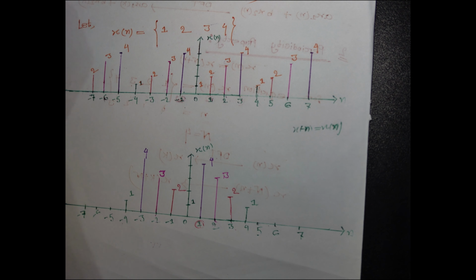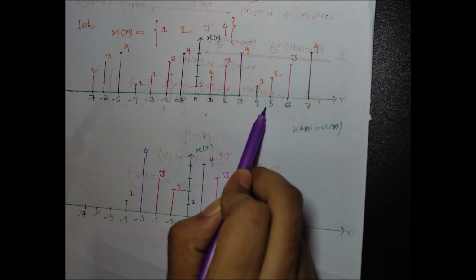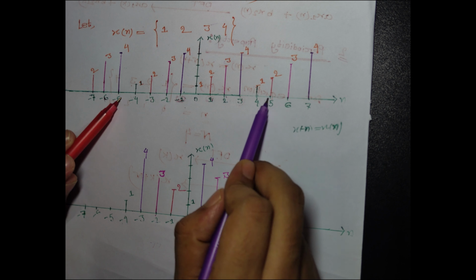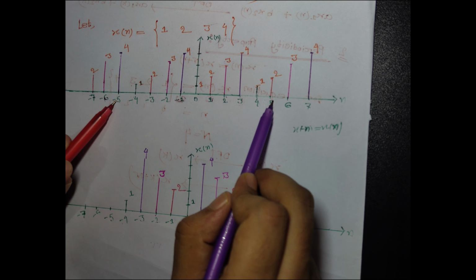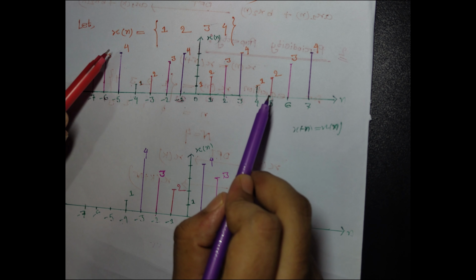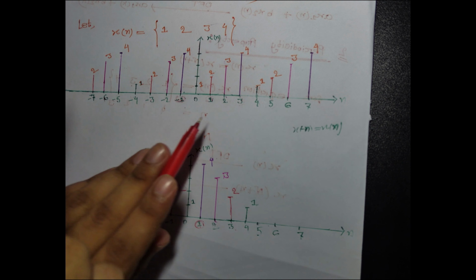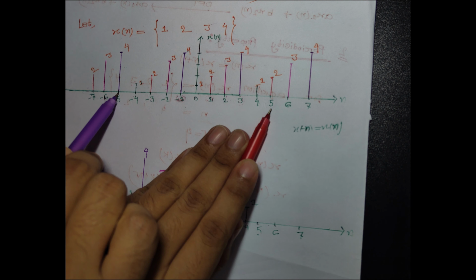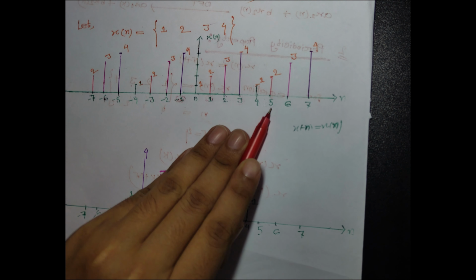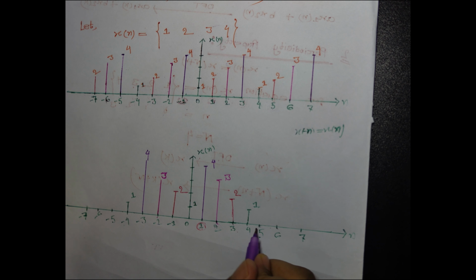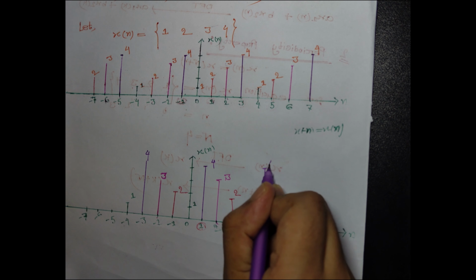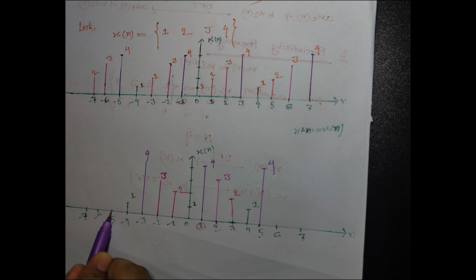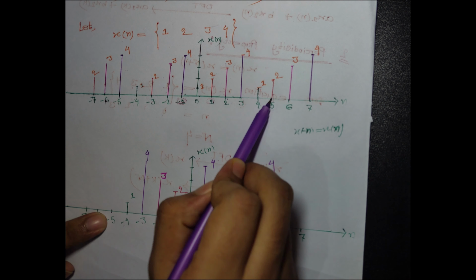When n equals 5 and -5, one's value is 2 and the other, at -5, has value 4. If we interchange them into one another's position, then at the +5 position the value is 4, and at the -5 position the value is 2.